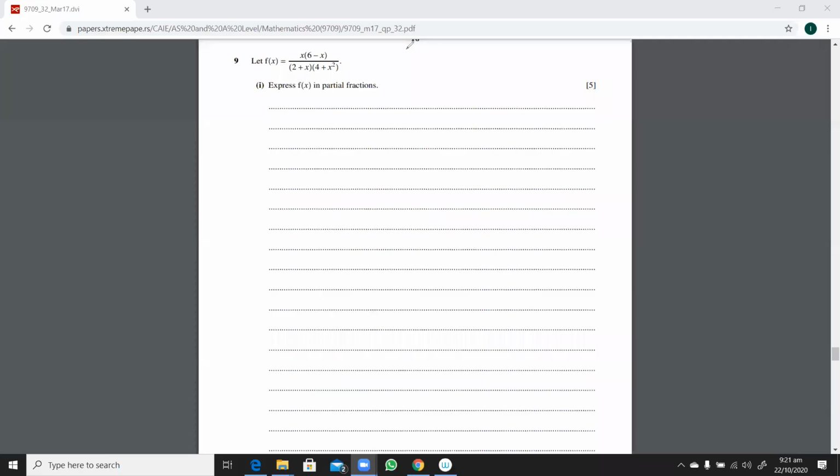Okay, let me solve this question for you. A question from March 17, variant 32. Okay, so we have to express this in partial fractions.